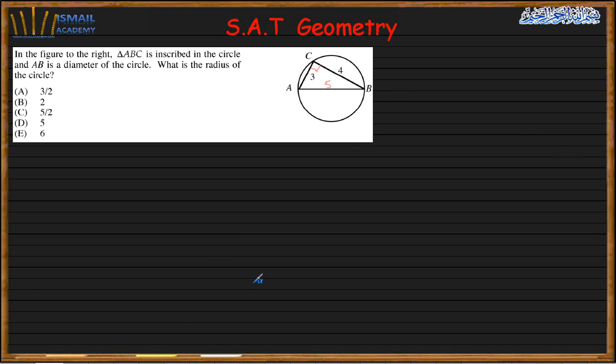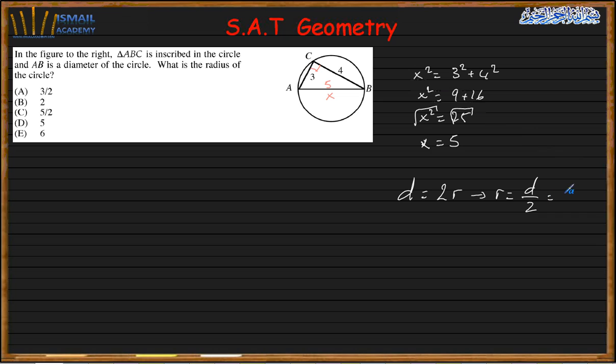If this is my x, x squared equals 3 squared plus 4 squared. So x squared equals 9 plus 16, x squared equals 25. We take the square root of both sides, so we get x equals 5. Now 5 is the diameter, and here they ask for the radius. We know the diameter is twice the radius, so the radius is half of the diameter, which in our question is 5 halves. So C is my answer.